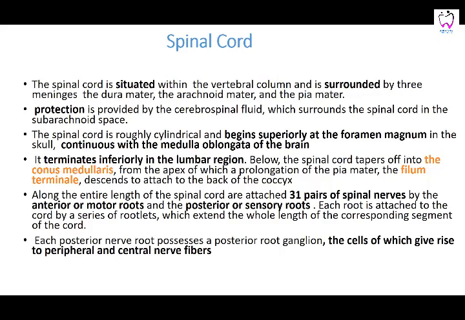Along the length of the spinal cord are attached 31 pairs of spinal nerves by an anterior or motor root, and the posterior or sensory root is attached by a series of rootlets extending the whole length of the spinal cord. Each posterior nerve root possesses a posterior root ganglion, the cells of which give rise to peripheral and central nervous system fibers. The peripheral ones go towards the periphery, the sensory ones, and the central ones are going to be the motor fibers which go upwards, bring orders back, and then act on the substance.